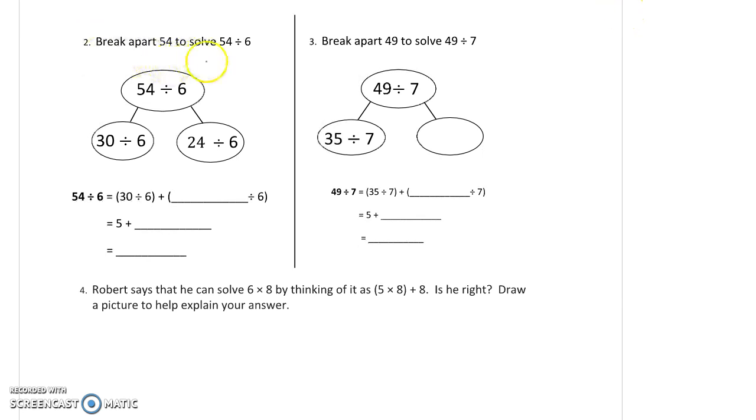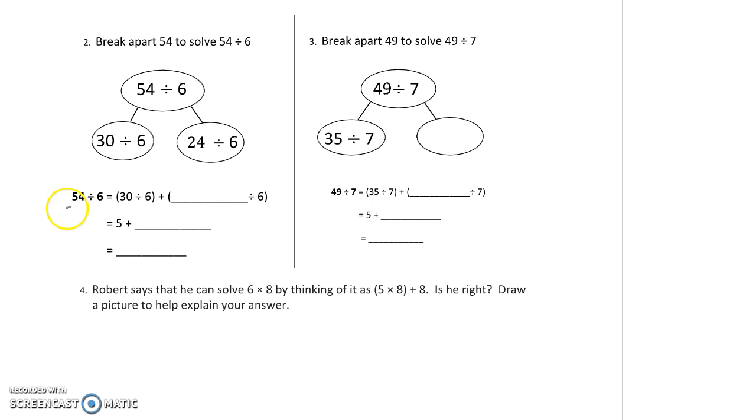Break apart 54 to solve 54 divided by 6. These can be tricky sometimes, mostly because we don't like division as much as we like multiplication. So see what we can do. Okay, so you see 54 divided by 6. They've broken it down into 30 divided by 6 and 24 divided by 6, and you'll see why in a second.